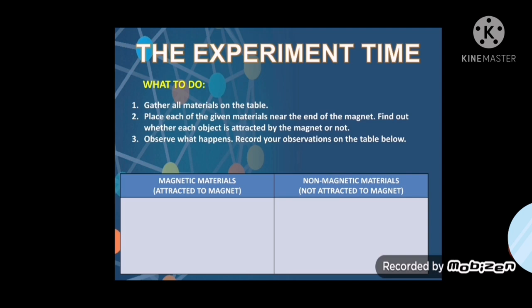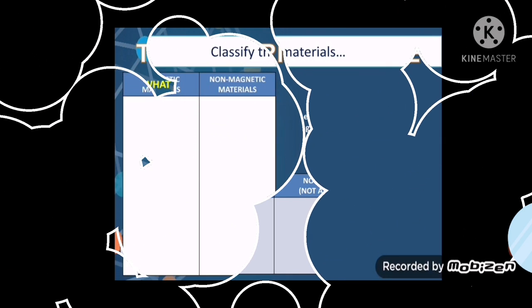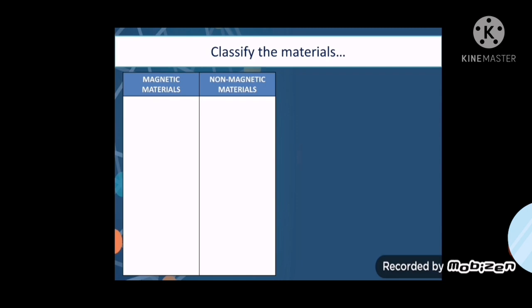On the table, you are going to classify materials whether it is magnetic or non-magnetic materials. Magnetic materials are those objects that are attracted by the magnet. And non-magnetic materials are objects that are not attracted by the magnet. And now, let's do the activity.